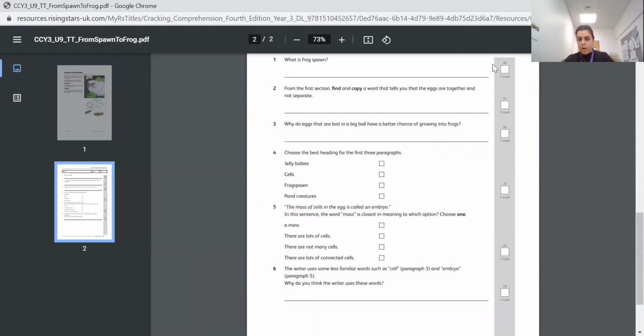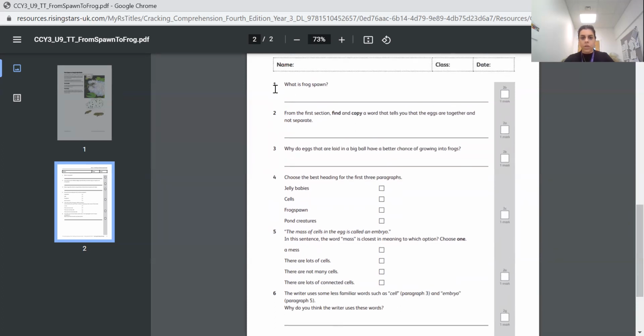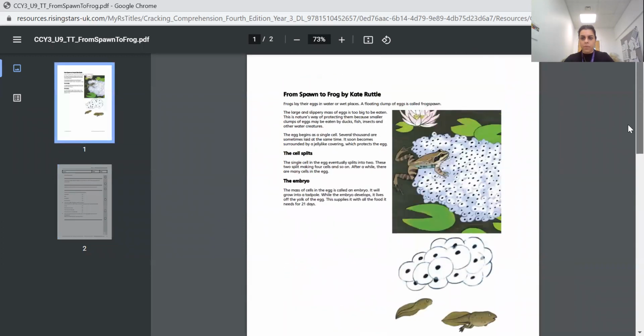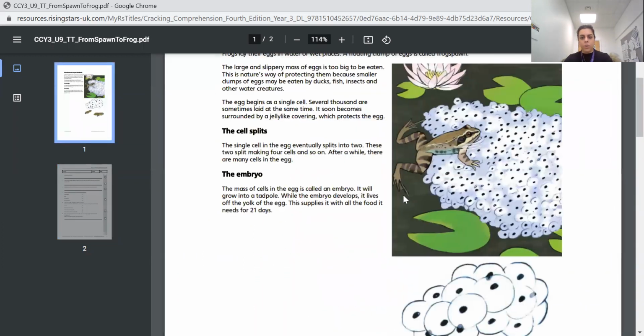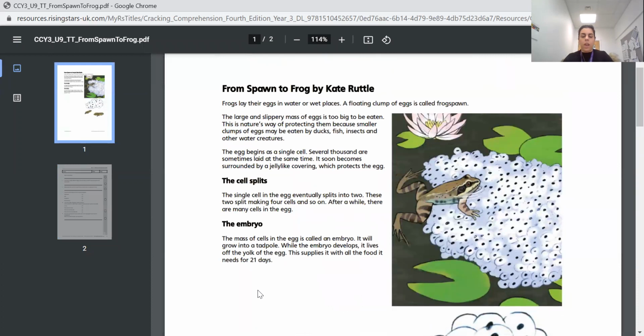Okay, now looking at my marks, all of my marks today are just 1 mark. So hopefully there won't be any too tricky questions. So my first question is, what is frog spawn? So I'm going to go back up and have a look at frog spawn. Now, hopefully you'll remember, like I've said most weeks, the answers are often in a certain order. So with regards to this, what is frog spawn? It's probably going to be quite near the top of our text.